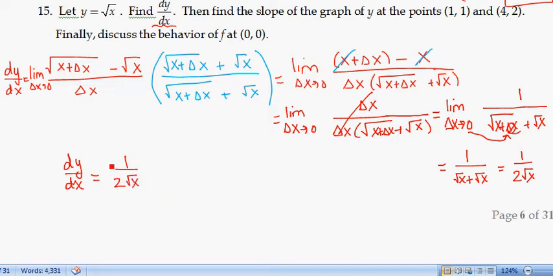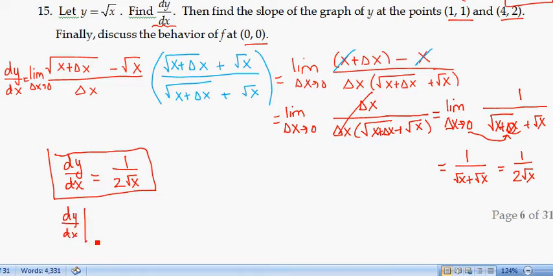Now we found dy/dx, we're done with that, so yay. But now we're asked to find the slope of the graph at some points. So we're going to use this slope function to find the slope at several points. So let's use our new notation. So dy/dx at the point when x equals 1 would be 1 over 2 times the square root of 1. So it's going to have a slope of 1/2.